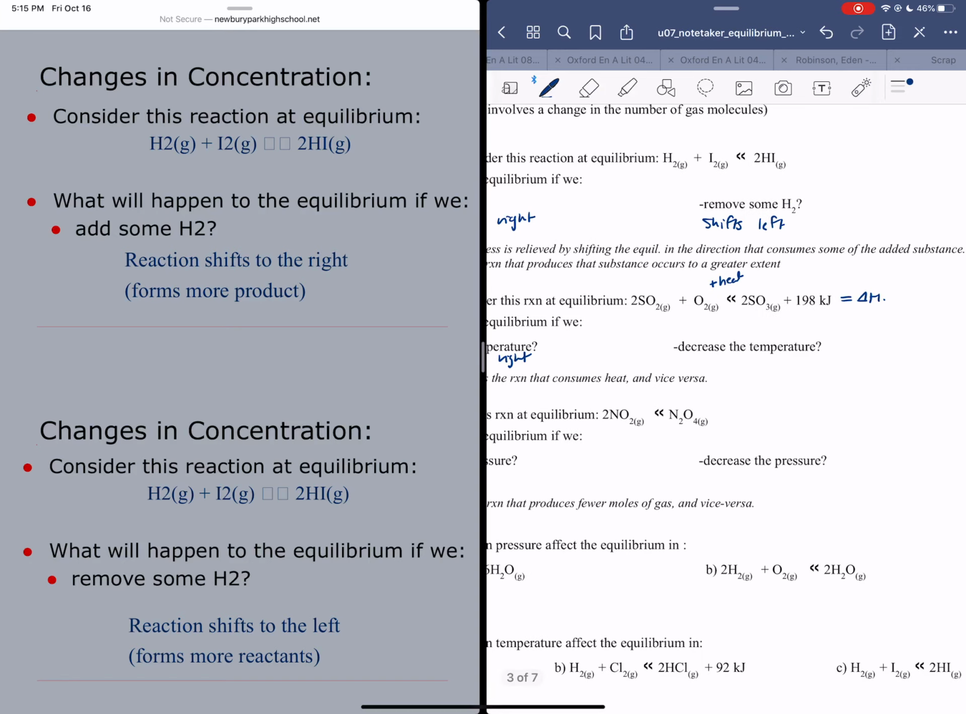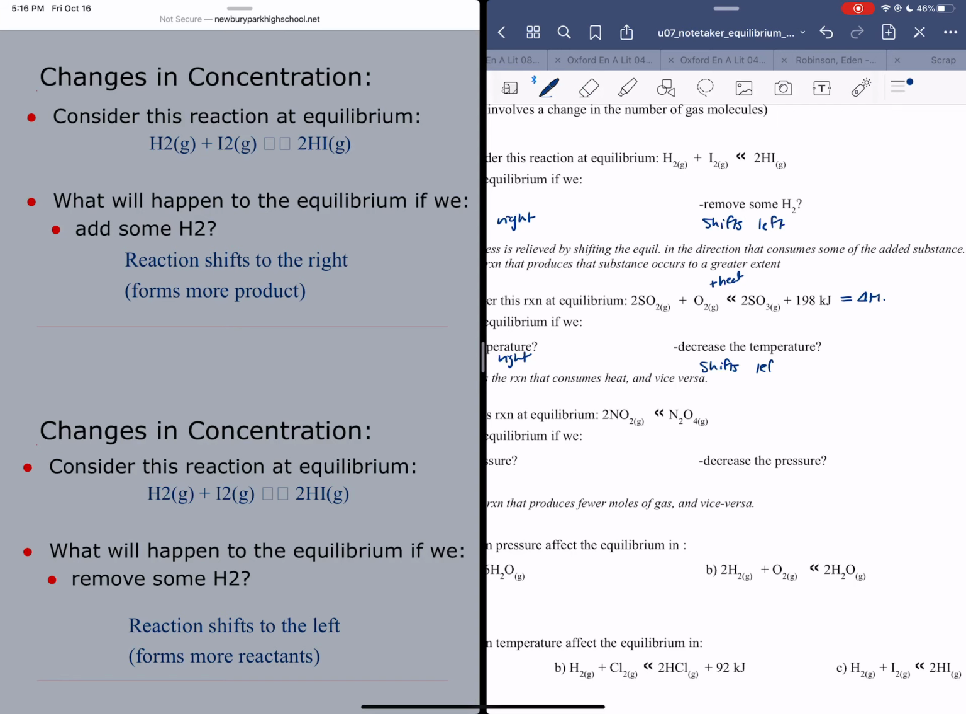What happens if we decrease the temperature? Now our reaction mixture is really cold and we want some more heat. We want to reverse the effect of cooling it down. We're going to want to tend this way so that we create some more heat. So then we say that it shifts left. You can also say that the reverse reaction is exothermic. Therefore, we want to favor the exothermic reverse reaction. It shifts left.